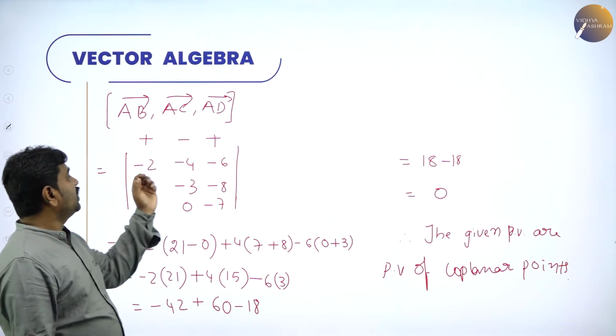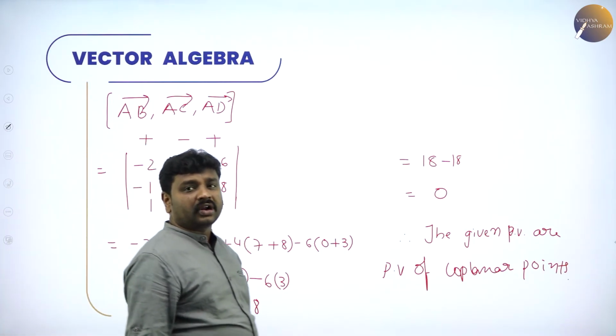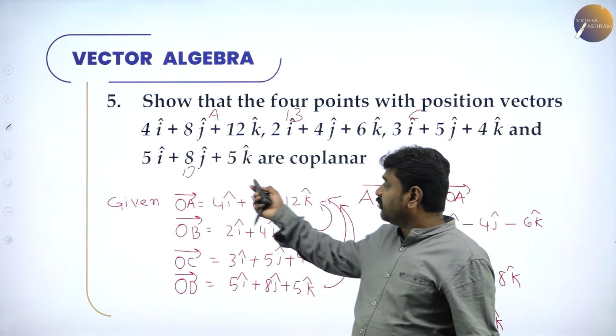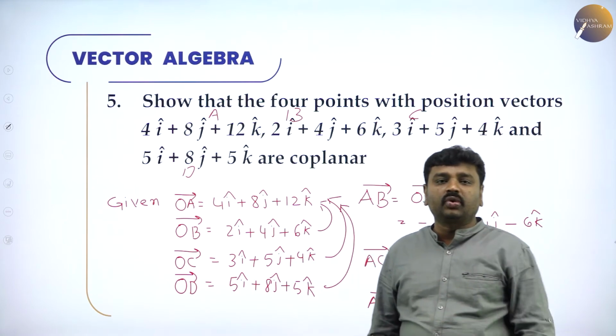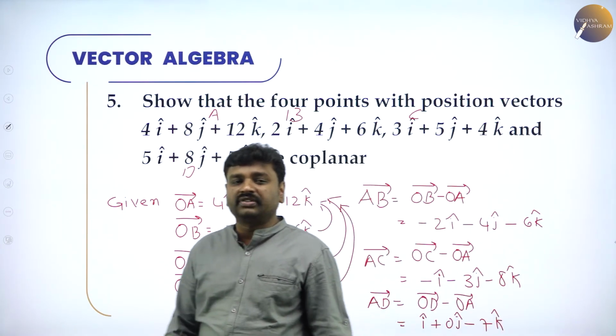So box AB, AC, AD, expand it, you will get 0. So if the box product of 3 vectors is 0, then the 3 vectors are coplanar. And the 3 vectors are formed by 4 points. So therefore the given points are also what? Coplanar. So this is a conclusion. I hope all of you understood. This is one of the important questions.